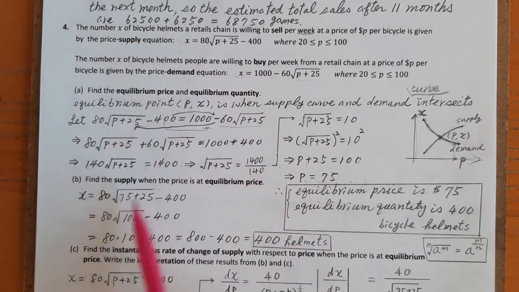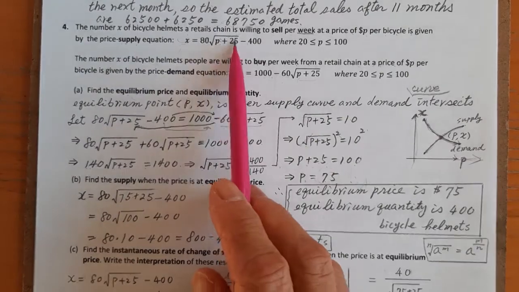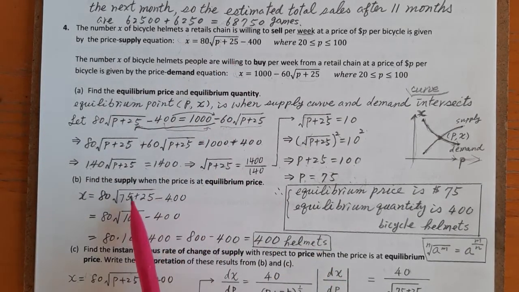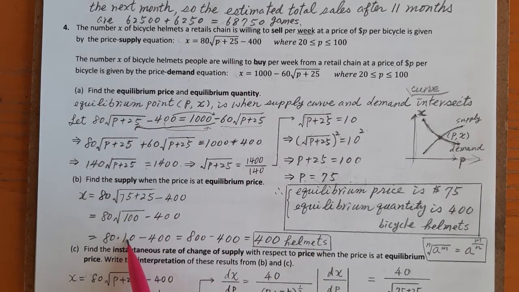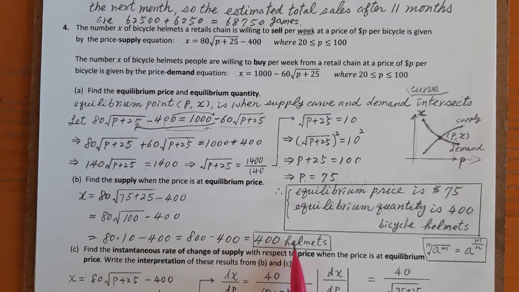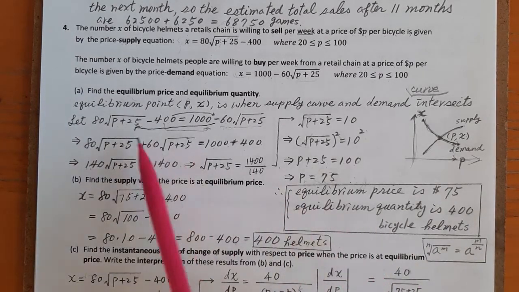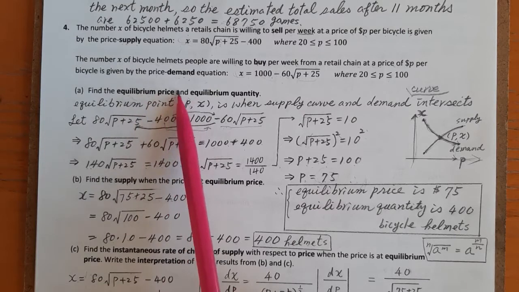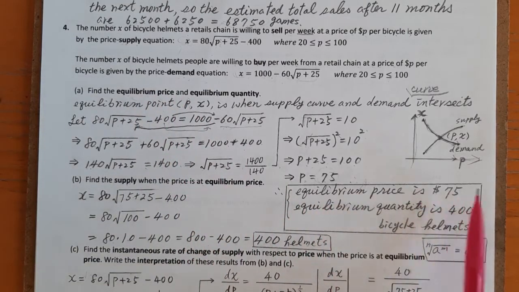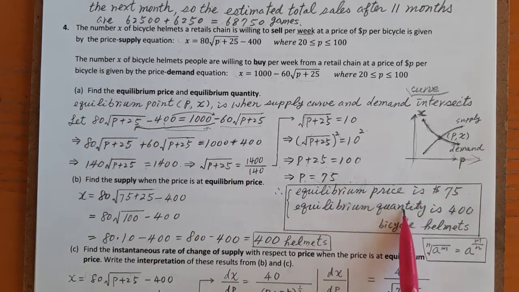So it's 80 square root of 75 plus 25 minus 400. So it's 100, take square root is 10. So 80 times 10 minus 400. So you get 400 helmets. So here, for A, your answer: equilibrium price is $75. Equilibrium quantity is 400 bicycle helmets.